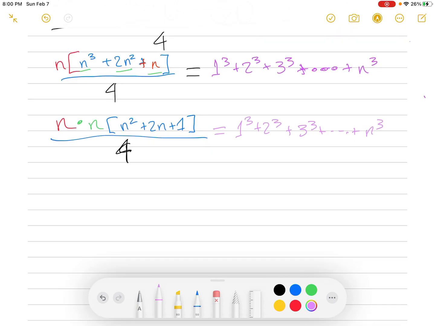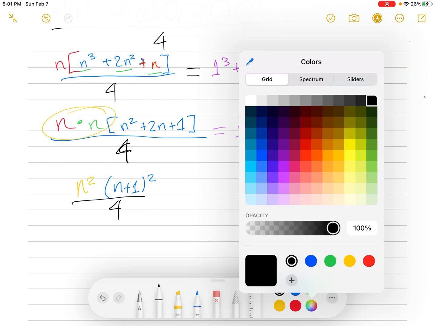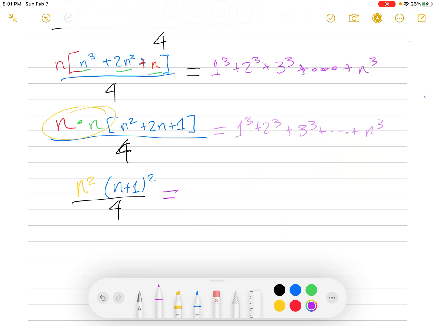And if I factor, I do here n times n, that's going to be n squared. And if I factor the blue, I'm going to have n plus 1 squared, right? Since n squared plus 2n plus 1 is n plus 1 squared. And that's all over 4. And that's equal to the sum of the cubes, 1 cubed plus 2 cubed plus 3 cubed, plus so on and so forth, plus n cubed.